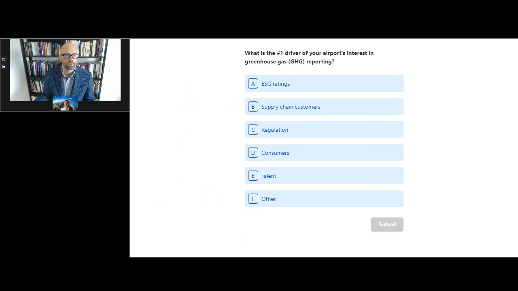What is your number one driver of your airport's interest in greenhouse gas reporting? Do you have any ratings that you've gotten pressure from? Do you have supply chain customers, regulatory bodies, consumers, talent, or other? And do you feel like one of these stands out to you? And I'll give you a moment to think about it. Obviously, you're in a very unique situation. You're managed often by municipalities or regional bodies of government. But do you see any larger pressures?